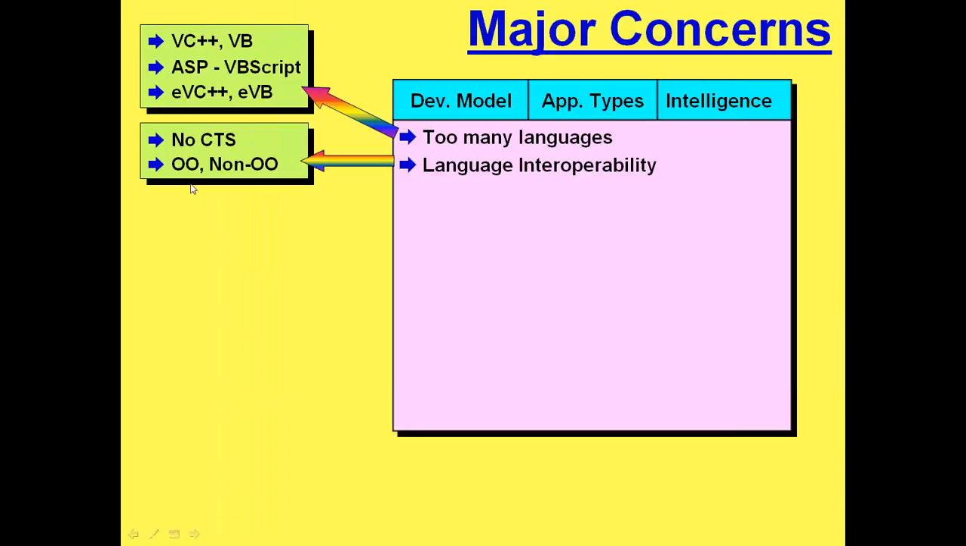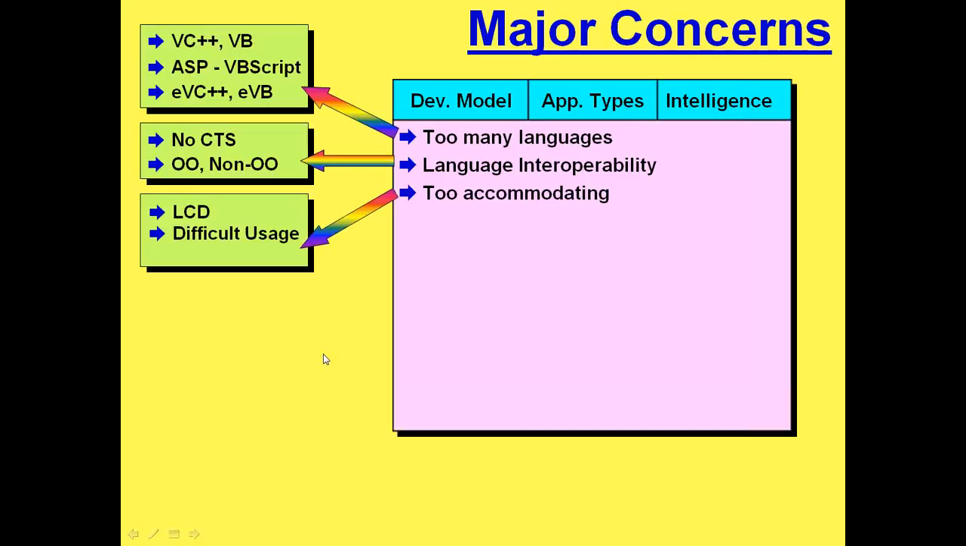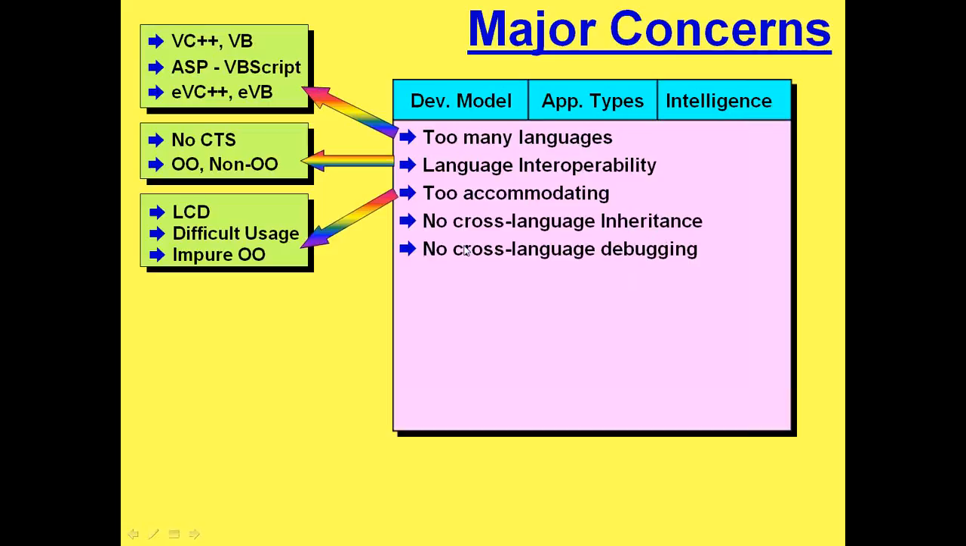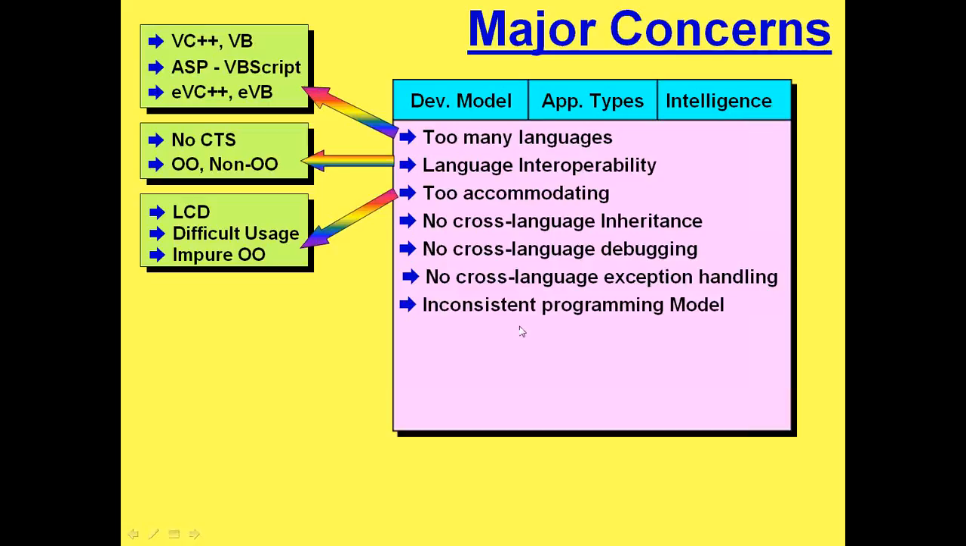Object-oriented languages understand the features of non-object-oriented languages, but non-object-oriented languages cannot understand the features of object-oriented ones. Some hardware issues may be there for each language. No cross-language inheritance is allowed. No cross-language debugging is allowed. No cross-language exception handling is allowed.